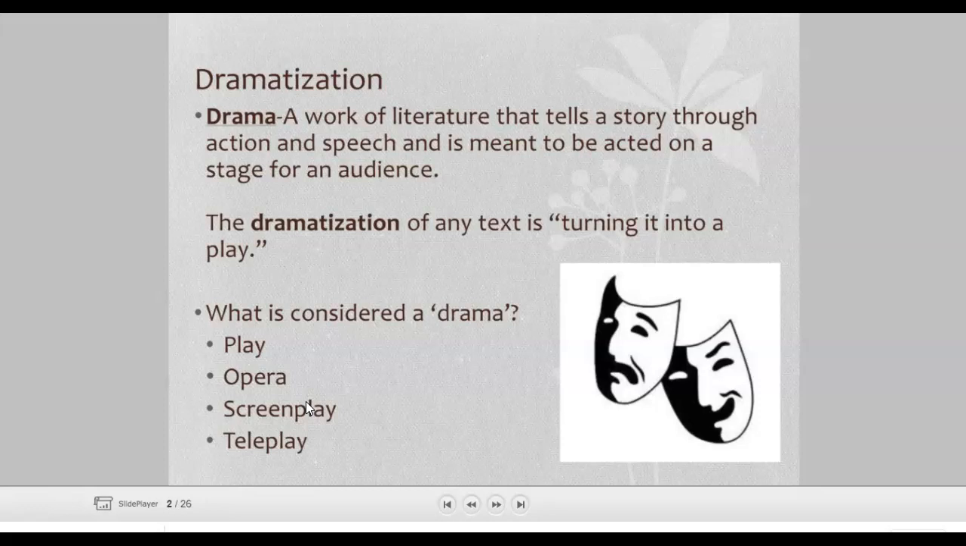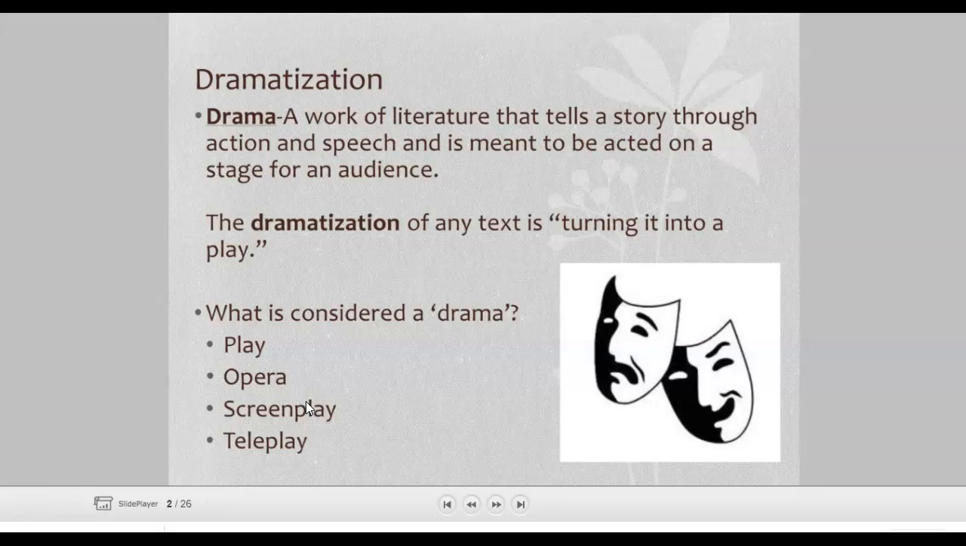Okay, and the stage can be an actual physical stage in a theater or just a stage within a classroom or at your house. But as you act things out in a drama, it's meant for others to watch. And so the dramatization of any story, you could turn that into a play if you just take the characters and what they say and give roles to people to act out.